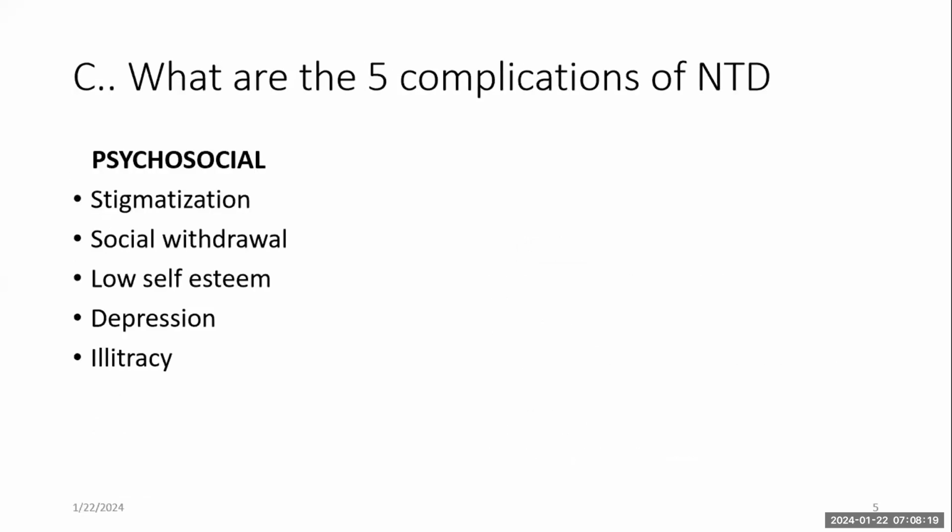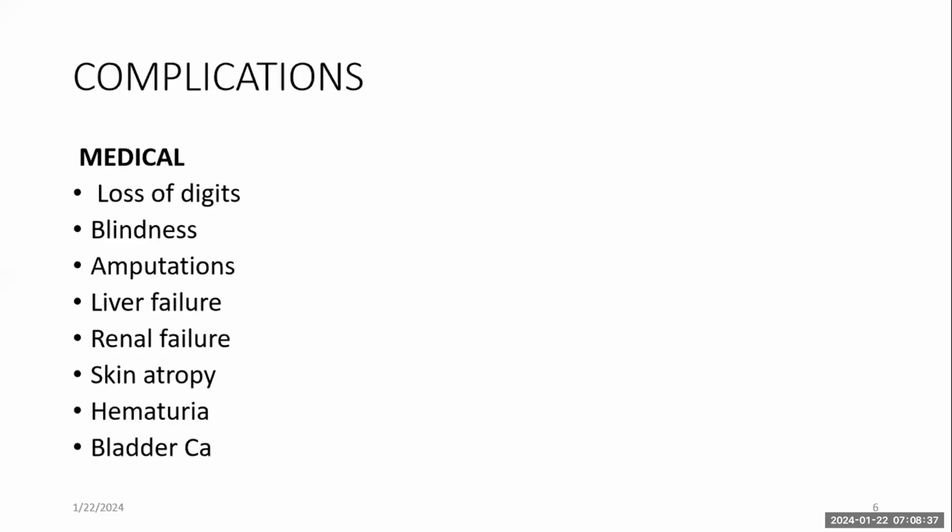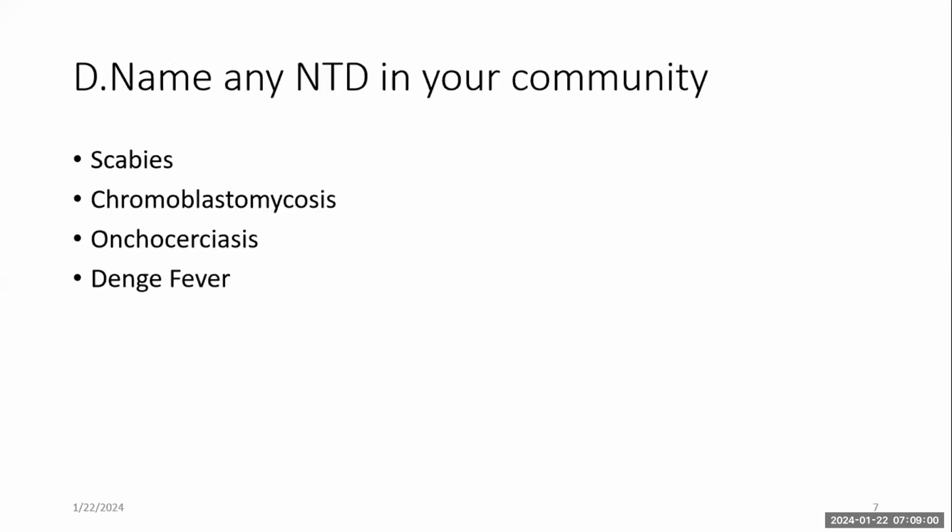So what are the 5 complications of the NTDs? I group them into psychosocial and medical. Psychosocial complications include stigmatization, social withdrawal, low self-esteem, depression, and illiteracy, because children tend to drop out of school because of the complications of this disease. Medical complications include loss of digits, as seen in leprosy, blindness from onchocerciasis, amputations from deep fungal mycosis like mycetoma, liver failure and renal failure, which can be seen in dengue fever, skin atrophy in onchocerciasis, and hematuria and bladder cancer in schistosomiasis.